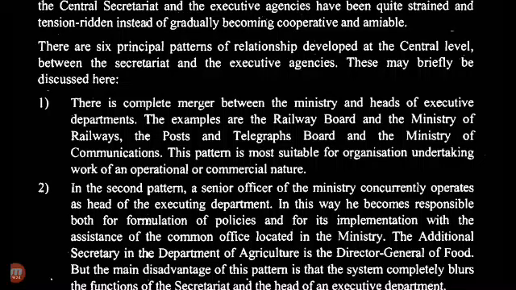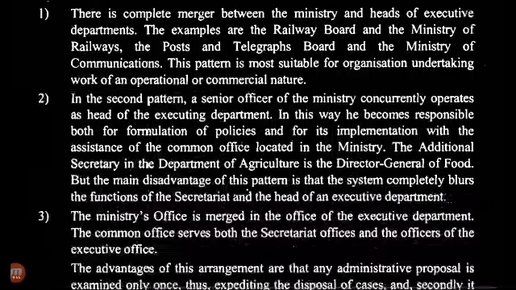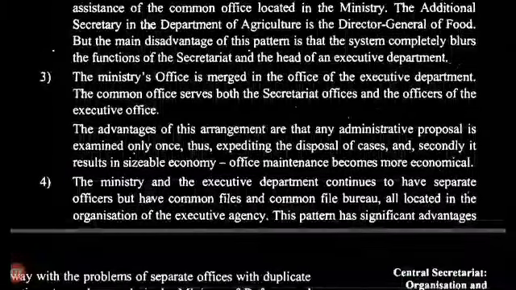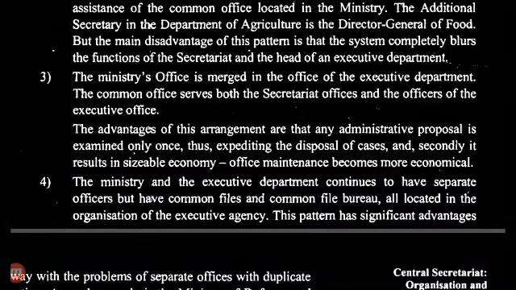Second, in the second pattern, a senior officer of the ministry concurrently operates as head of the executive department. In this way, he becomes responsible both for formulation of policies and for its implementation with the assistance of the common office located in the ministry. The additional secretary in the Department of Agriculture is the Director General of Food. But the main disadvantage of this pattern is that the system completely blurs the functions of the Secretariat and the head of an executive department.